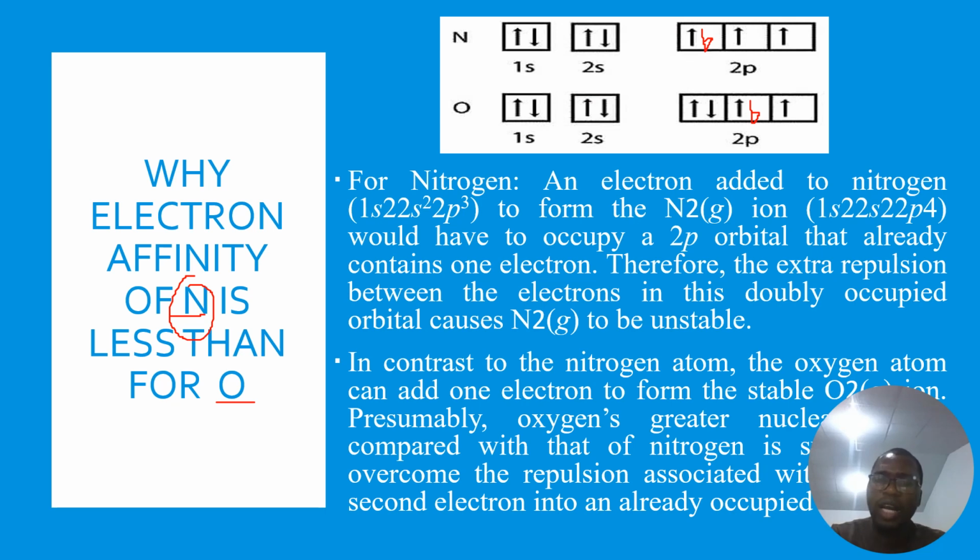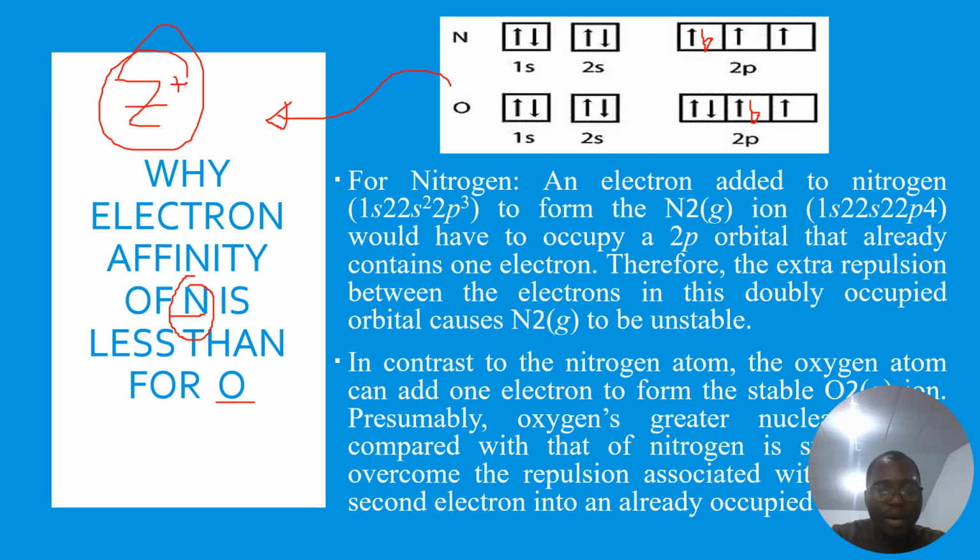So under normal circumstances, we might be tempted to conclude that because in oxygen, when we add an electron here, there will be more spin pair repulsion, this one is going to give a lower electron affinity. But it is not true. The reason for that is slightly different. We are going to give credit to the nuclear charge.